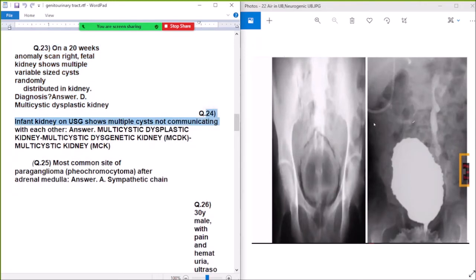Question number 24. Infant kidney on ultrasound shows multiple cysts not communicating with each other. The answer: multicystic dysplastic kidney.